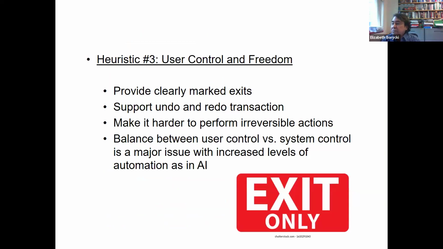Heuristic 3 is user control and freedom. Provide clearly marked exits, allow users to redo or undo transactions, so it's harder to make irreversible actions until you commit to it. And again, putting on a lens on AI, there's a tight balance between user control versus system control with increased levels of automation. So it's interesting revisiting this classic heuristic in light of some newer applications.